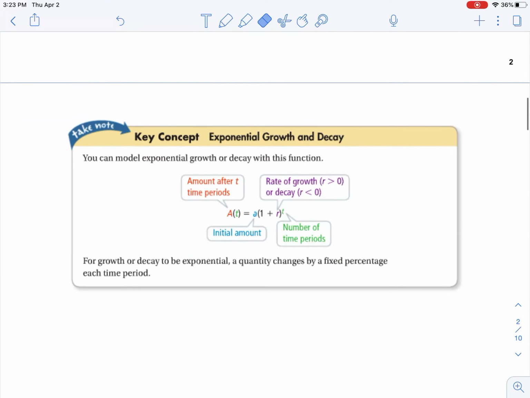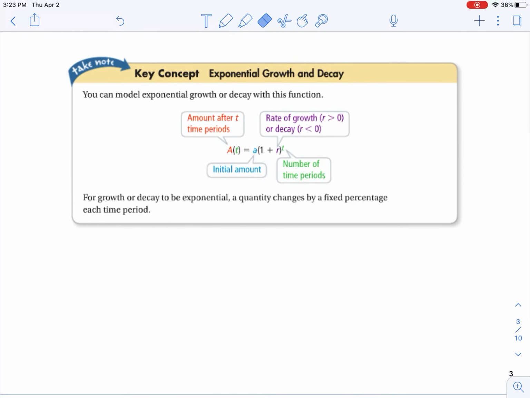All right, so today we're going to look at exponential growth and decay models. And this model right here, A sub t equals A times the quantity 1 plus R to the t. The A of t stands for amount after t time periods. The A is our initial amount. The R is our growth rate. If our growth rate is bigger than 0, it's a growth. If the R is less than 0, it's a decay.